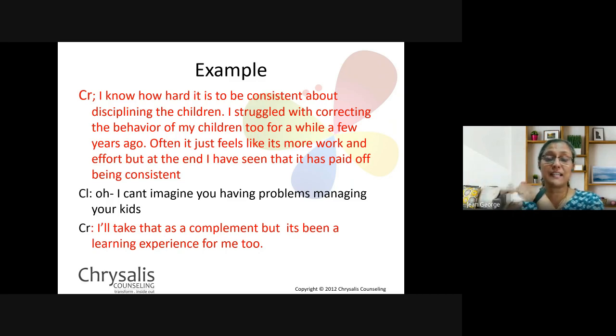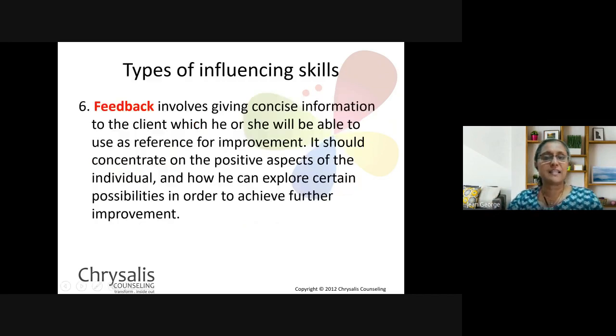So the client says, "Oh, I can't imagine you have problems managing your children, right?" And the counselor says, "I take that as a compliment, but it's been a learning experience for me too." So it actually helps to show your counselee that you're human, that you also go through struggles, that you also have to work hard, that you also have to do something to change your situation. So in some of those things, it actually helps, okay?